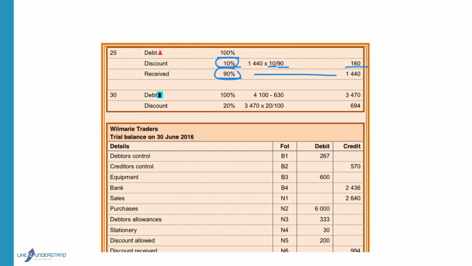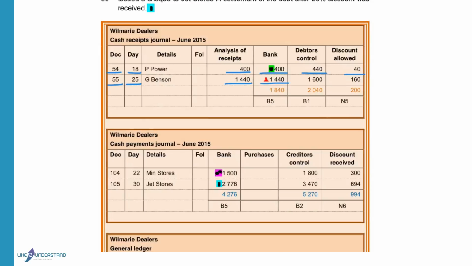So it's very important to determine whether they give you the total debt or whether they give you the amount received. Because the amount received was given, it means that the amount that was given is equal to 90% of the debt. In the cash receipts journal, we will show the discount we calculated as 160. So we will reduce the account of the debtor with the money received 1,440 plus the discount 160, and his account will be reduced with 1,600.